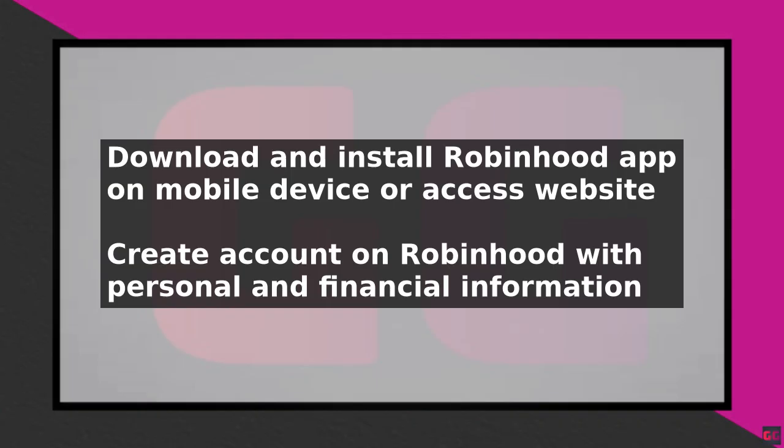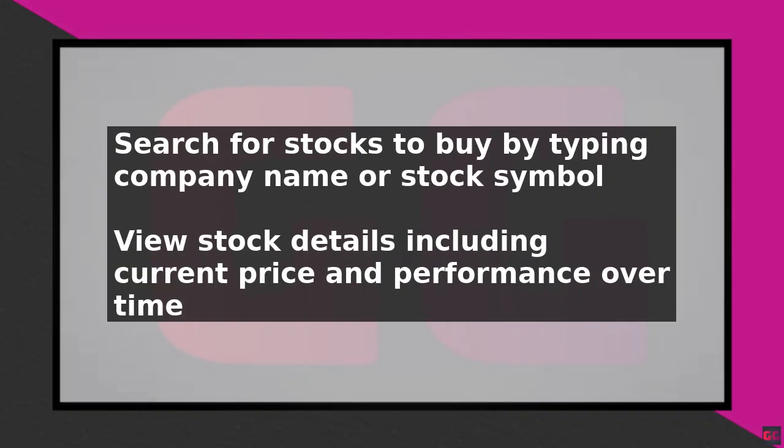First, you need to create an account on Robinhood. This involves providing some personal and financial information, such as your name, address, and social security number. You will also need to fund your account with money, which can be done through a bank transfer or other payment methods. Once your account is set up and funded, you can start searching for stocks to buy.